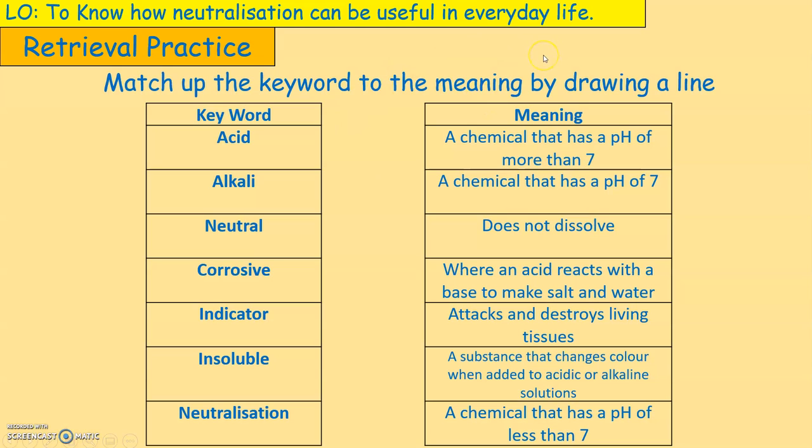Now, the very first activity we're going to do is our retrieval practice. Remember, retrieval practice is meant to help us to remember things and understand things further based on what we've been learning so far. And obviously, we've been learning about acid and base, and we're going to try and remember some of these things. So what I would like you to do is to actually write down the keyword in your book, okay? And then match it with the meaning.